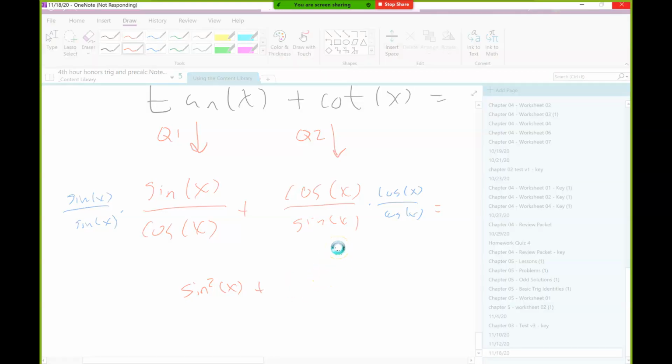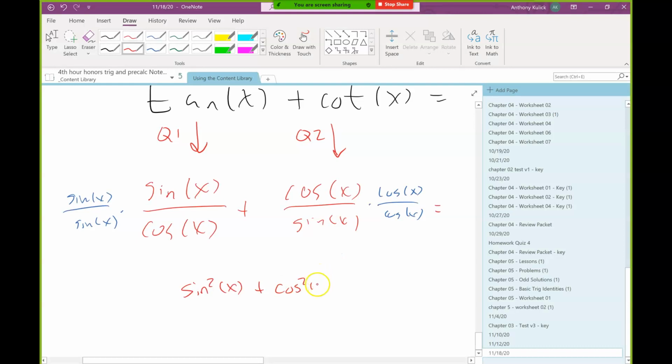Why are we multiplying by sine and cosine? We're making a common denominator, which in this case is sine times cosine.